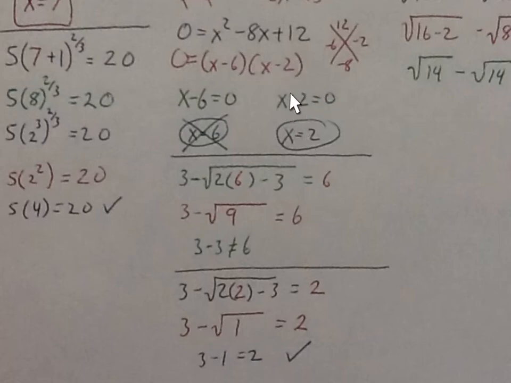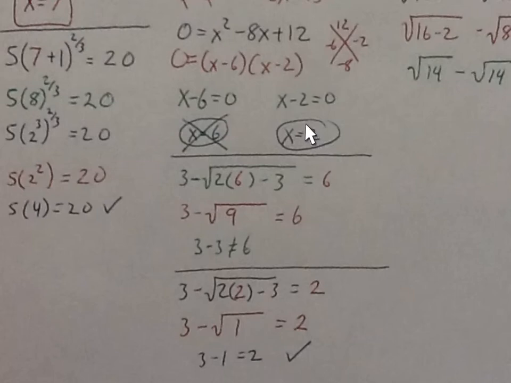So this would solve to be 2. This would solve to be 6. Now, the reason this is crossed out is it's going to be an extraneous solution. You'll see here in a second. Because we have to remember to check both answers, and that's what this is down here. This is my check. Don't forget to check.